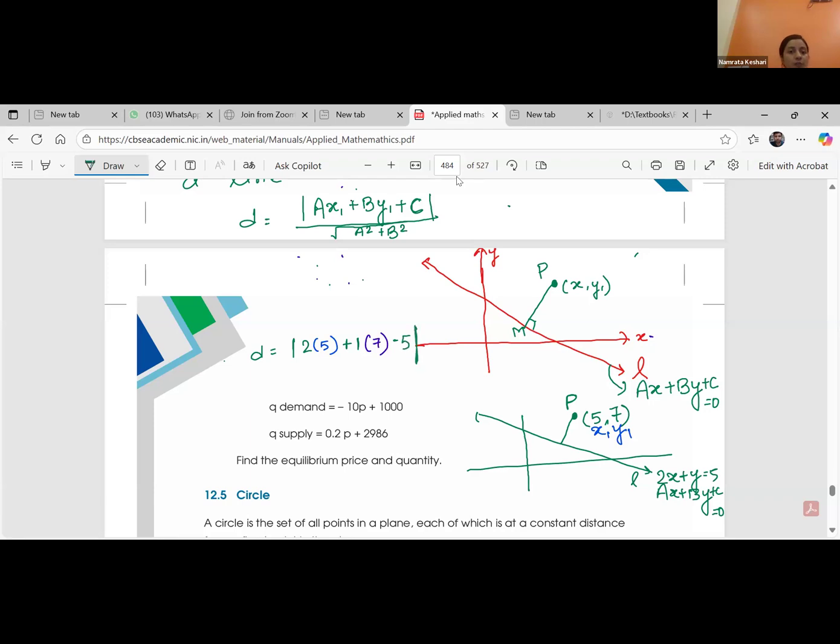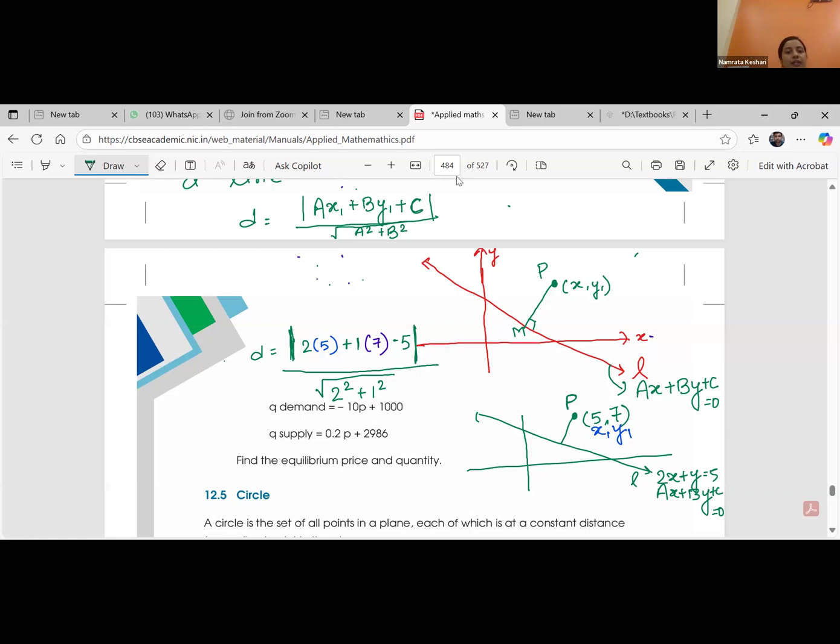In modulus, of course, because after doing this calculation, if you get a negative number, then you have to take the positive result. Why? Because we are talking about the distance. Clear? Divided by under root a square plus b square. Recall that your a was 2 and your b was 1. And when you solve it, you will get the distance.